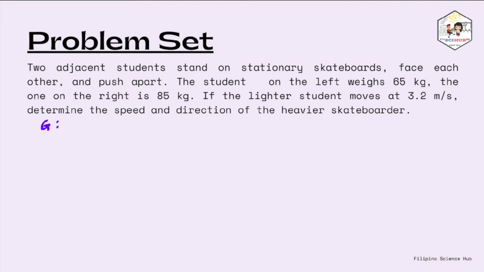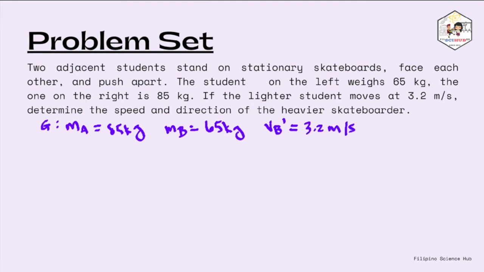So our given is the mass of student A, which is 85 kilograms, and the mass of student B, 65 kilograms. And lastly, the velocity of student B after pushing, so VB prime, 3.2 meters per second. And what's asked in this problem is again the velocity of student A after pushing.